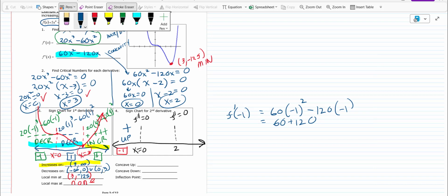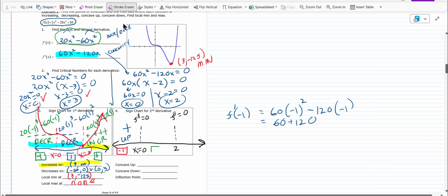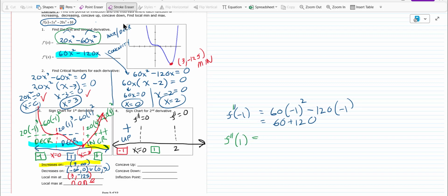Now let's take a test point between 0 and 2. Let's go with 1. Again, you're plugging these into the second derivative. So if we evaluate the second derivative at 1, we have 60 times 1 squared minus 120 times 1. That is negative 60. So all that matters is the second derivative is negative. That means it's sad. Think of that sad face I showed you. So that means you are concave down.